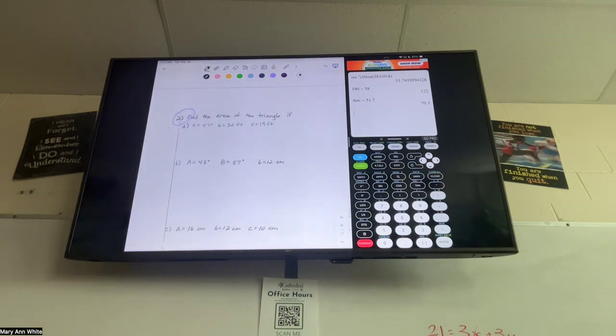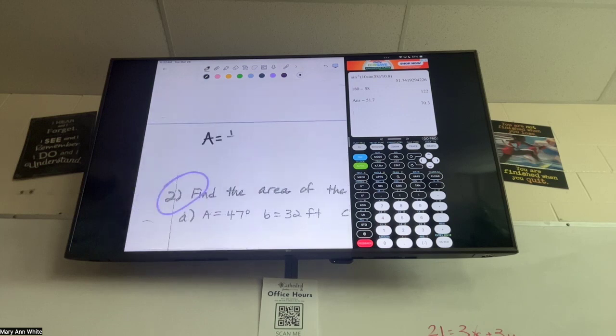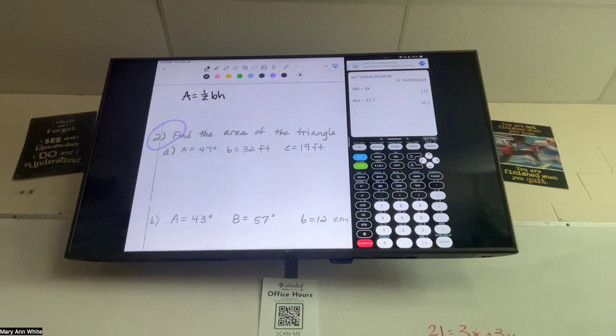We're doing just 2A, and it says find the area of a triangle. Now, if I asked you right now, what's the area of a triangle, what would you say? Good, so we know area as 1/2 base times height. However, that only works if I give you base and height. If I give you a shape like this, first one says A is 47 degrees, B is 32, C is 19. I don't know if I have base and height. I know that I've got A, B, and C. Regardless of how I label them, I don't know what my height is. I could, I guess, work to find that height, kind of like we did law of sines earlier, but we have a shortcut here.